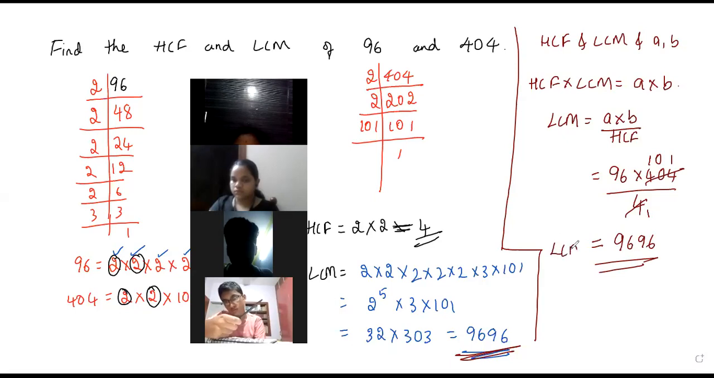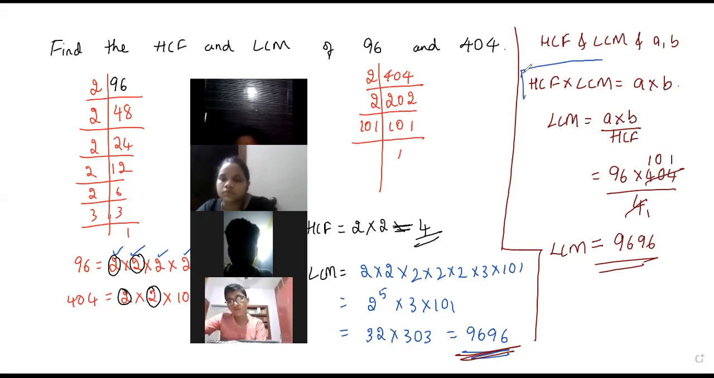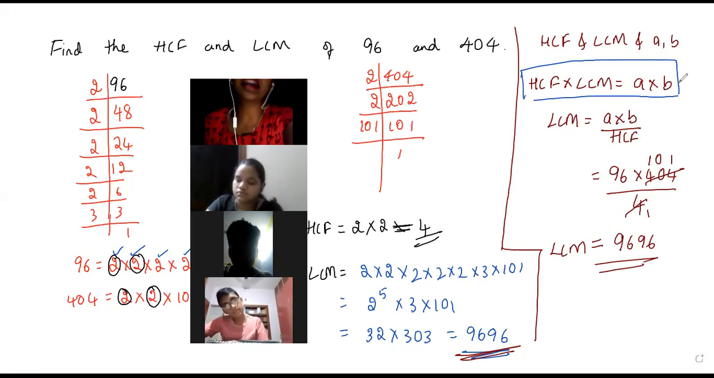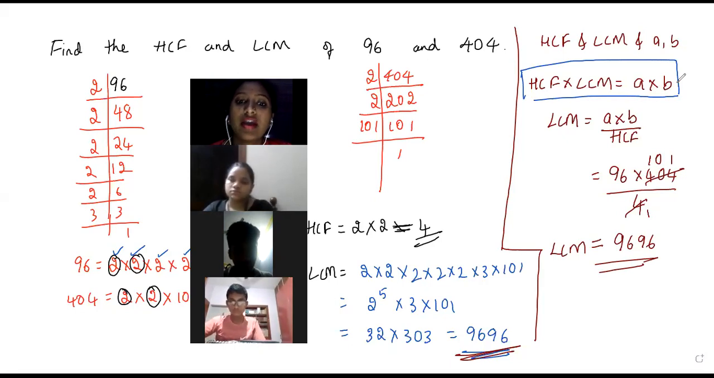So instead of multiplying so much, you can just use this formula and find the LCM. If HCF is given, you can find the LCM, or if LCM is given, you can find the HCF. Sometimes in the question, they'll give both HCF and LCM and any one of the numbers, and you find the missing number. In such situations, you can use this formula.